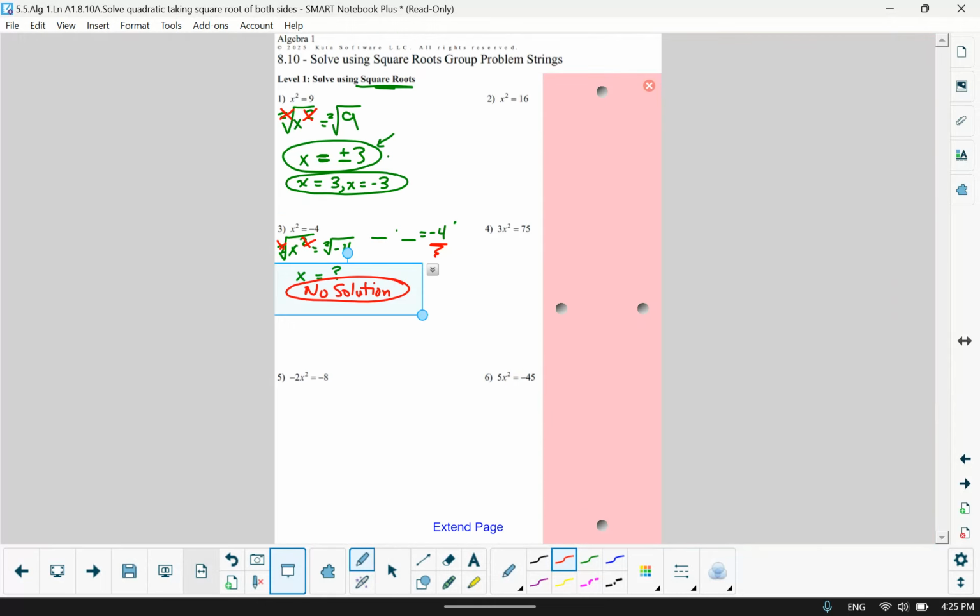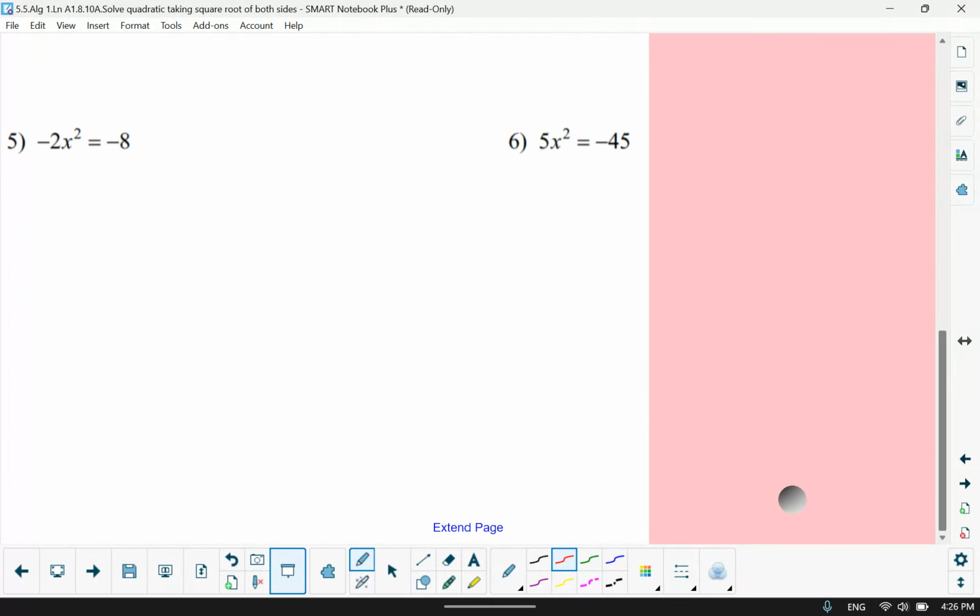Number 5 has an x squared just like number 1. It has a negative number on the right like number 3. Does that mean there's no solution? Well, let's dig in a little bit and find out. I would certainly like to get rid of that x squared, but first, we have a negative 2 times an x squared. So I'm going to get rid of the times.